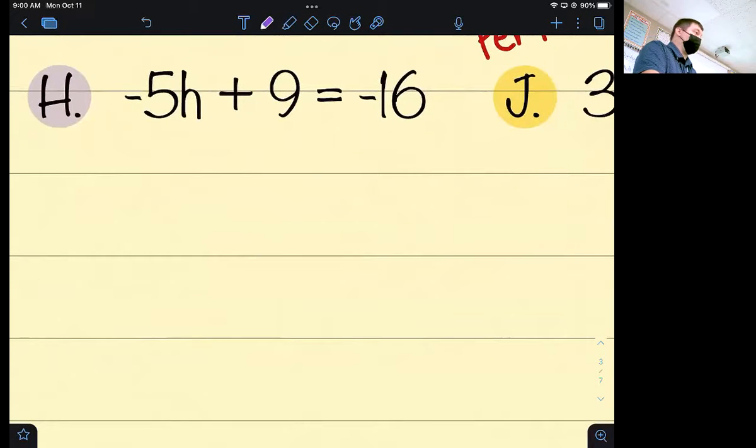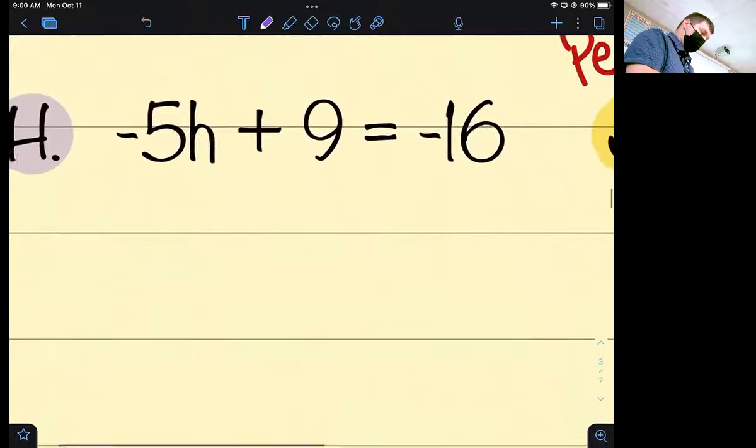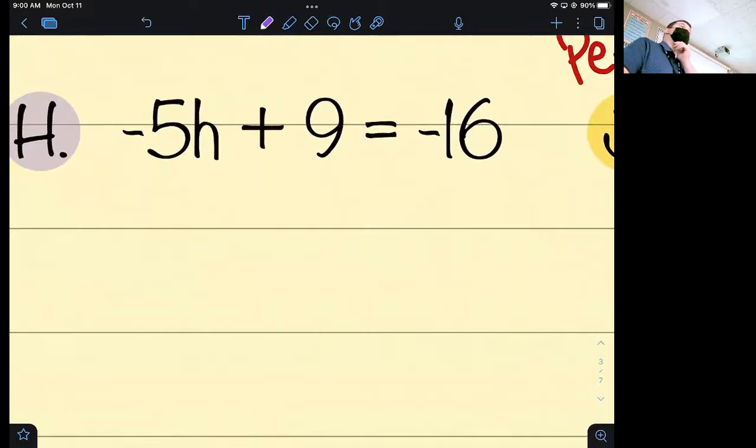-5h plus 9 equals -16. Thomas, what number do I want to get rid of? The 9's correct. Nice job. The cousin term, the constant. It's called constant, but I like referring to it as a more distant relative. You've got the tight bond going on here between the coefficient, co meaning together. We want to get rid of the constant, like the constant nagging that this number is doing.